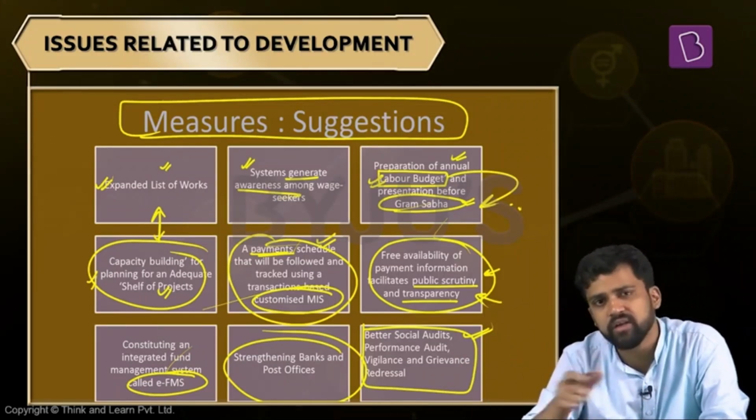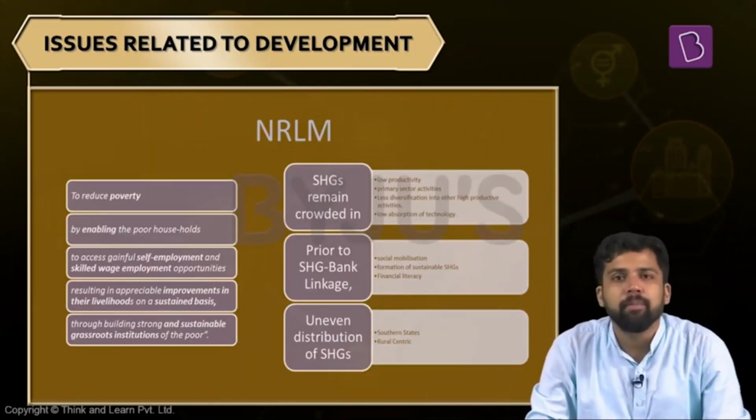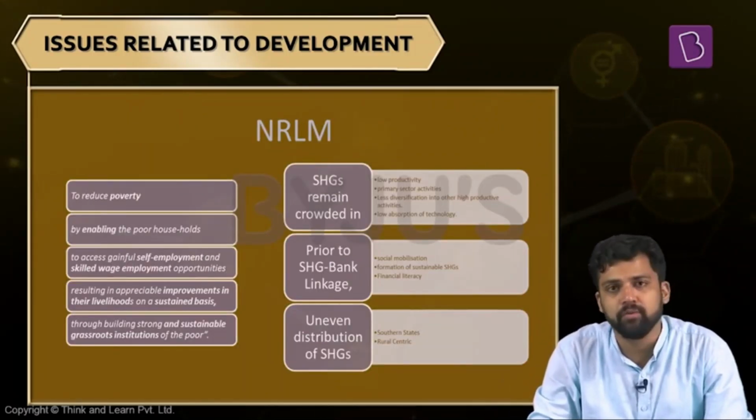Apart from this, we can also consider converging NREGA with other schemes. We'll see that in a few minutes. This is about NREGA, the challenges because of NREGA, and how we can improve on NREGA. The next scheme, which can also empower an individual and create jobs for an individual, is the National Rural Livelihood Mission, Ajivika. It is referred to as Ajivika.